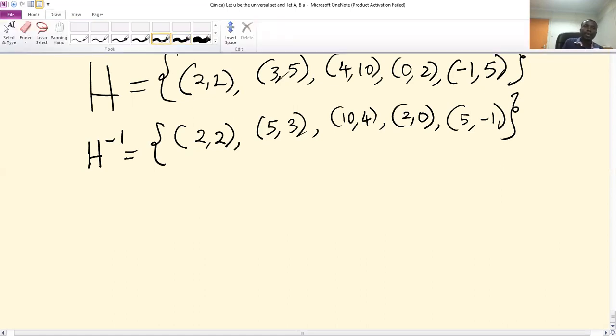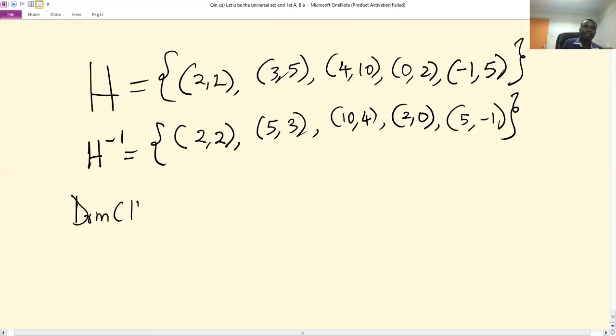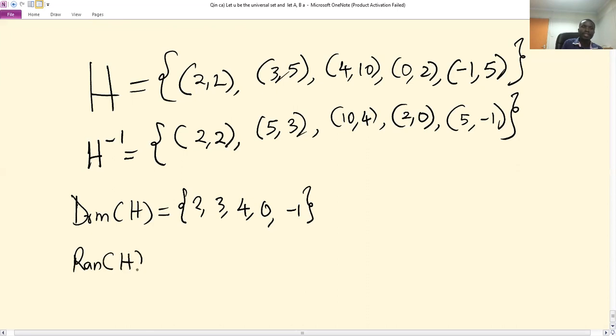And then the domain of H is a set of all first elements. So we have 2, 3, 4, 0, -1. Range of H is a set of the second elements. So we have 2, 5, 10. Now, because we have already written 2, there's no need of repeating. And then we have also written 5. So this is the range.